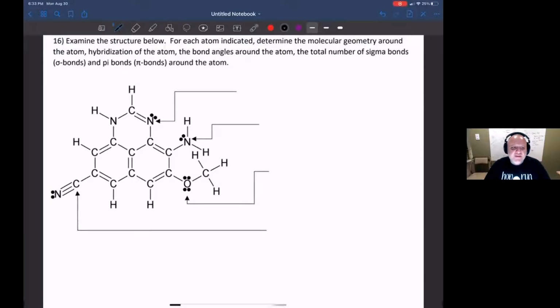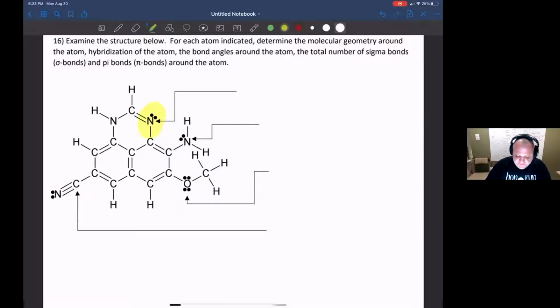For instance, this one is not drawn by hand. This one is drawn with software. So it's just going to be slightly different than the other things that you look at, but everything else goes exactly the same way. So let's start off with this first one, this first nitrogen. So let's take a look at this guy.